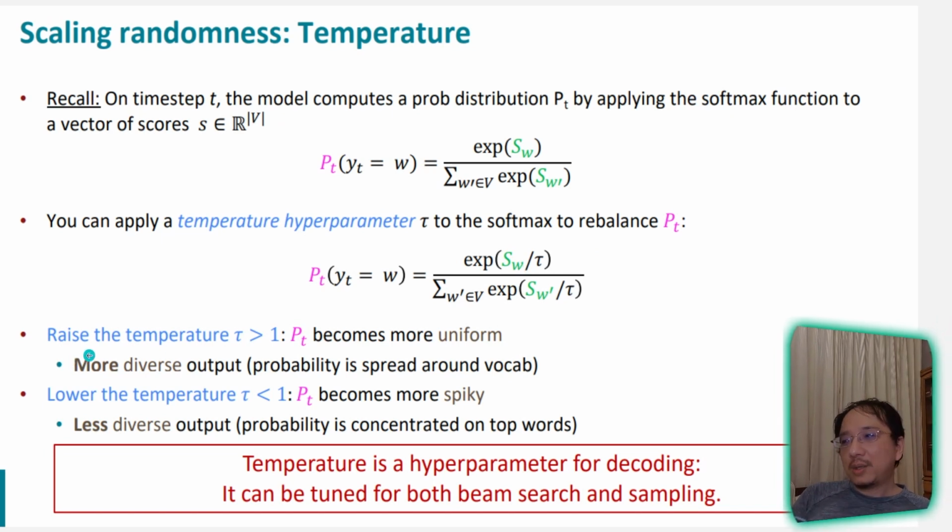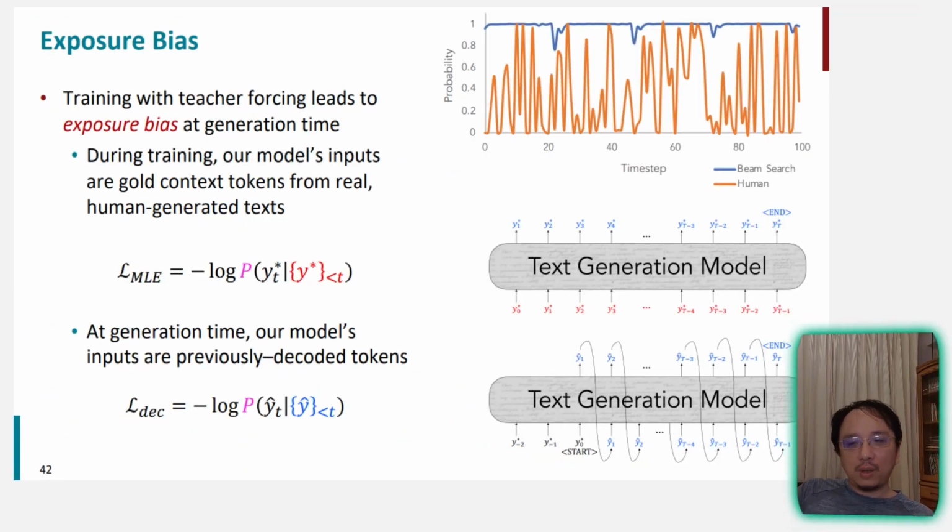In other words, when we raise the temperature, we are increasing the diversity of the output. And if we lower the temperature, we are going to increase the certainty of the output to be more like greedy sampling, so the probability is going to concentrate on top words. All of the above adjustments are done at inference time.